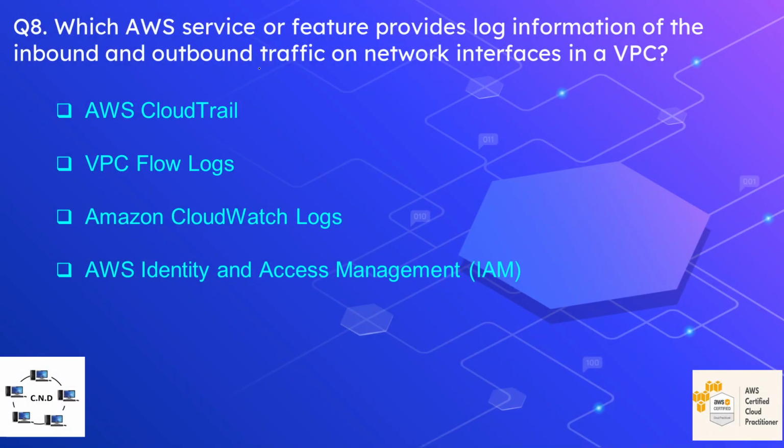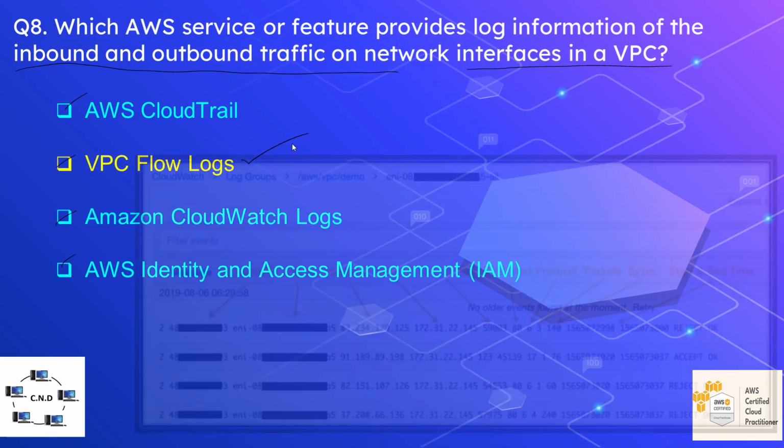Question number 8 is: which AWS service or feature provides log information of the inbound and outbound traffic on network interfaces in a VPC, virtual private cloud? And the options are option A, AWS CloudTrail, option B, VPC Flow Logs, option C, Amazon CloudWatch Logs, and option D, AWS Identity and Access Management. And the correct option is VPC Flow Logs.